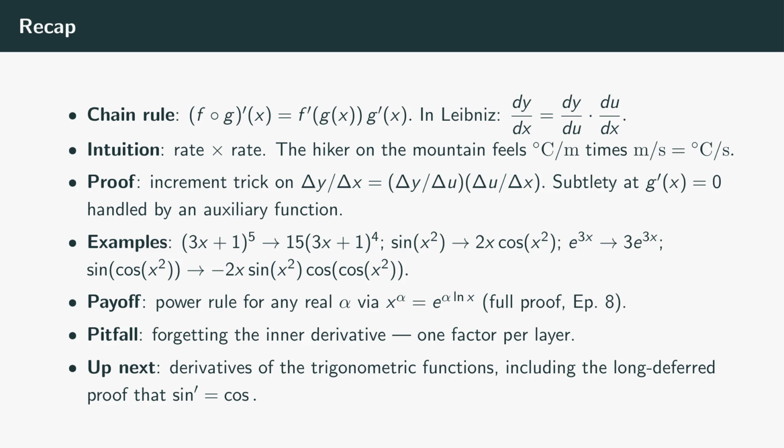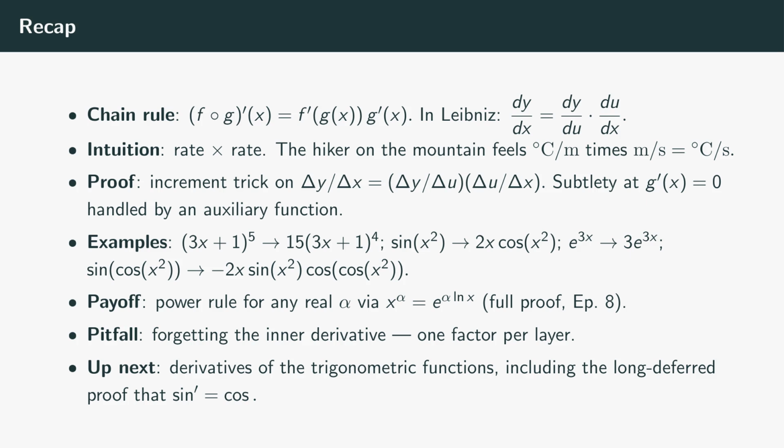The proof is the increment trick. Delta y over delta x equals delta y over delta u times delta u over delta x. Then take the limit as delta x tends to 0, with a small technical subtlety when g prime is 0 that the auxiliary function proof handles cleanly. 4 worked examples. (3x+1)^5 gives 15(3x+1)^4. Sine of x squared gives 2x cosine of x squared. e^(3x) gives 3e^(3x). And the 3-level composition sine of cosine of x squared gives minus 2x sine of x squared times cosine of cosine of x squared. One pitfall, forgetting the inner derivative: one factor per layer.